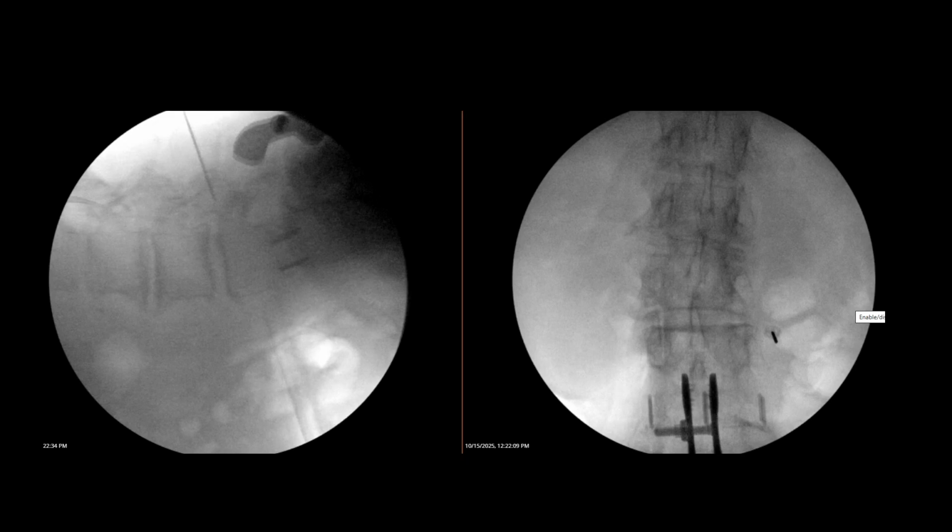This is a case of adjacent segment disease. They did previous OLLIF. You see the very long cage here, and they decided to do posterior instrumentation with a spinal process device. This patient did really well for these two levels, but the patient had adjacent segment disease that we are going to take care of today with transcambin OLLIF.